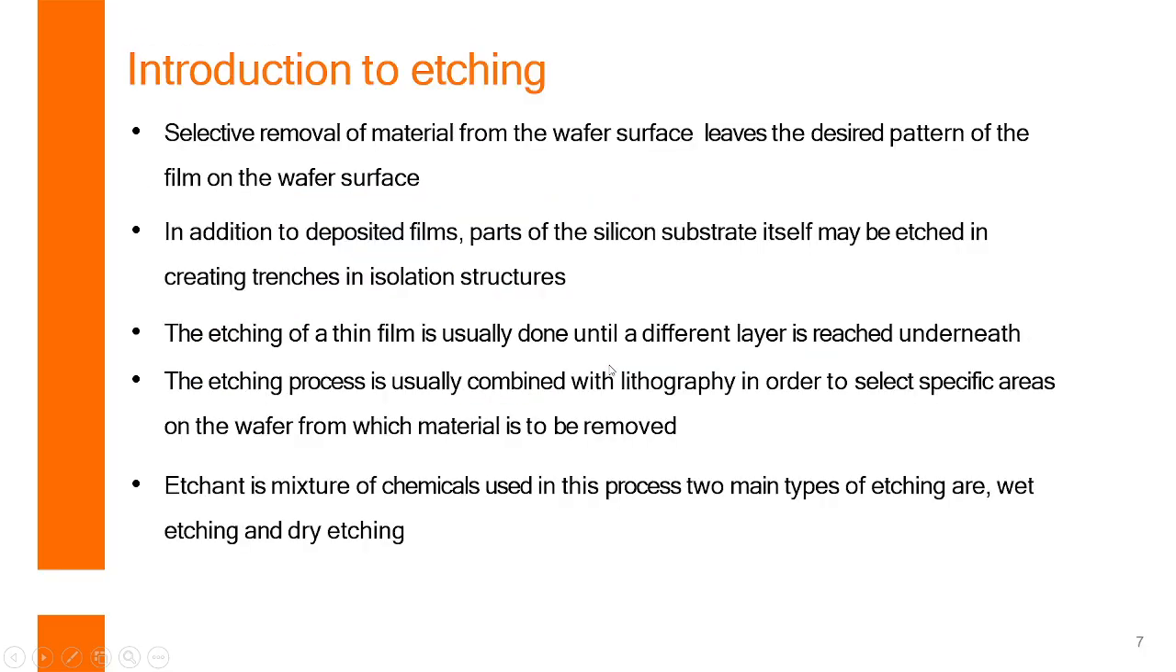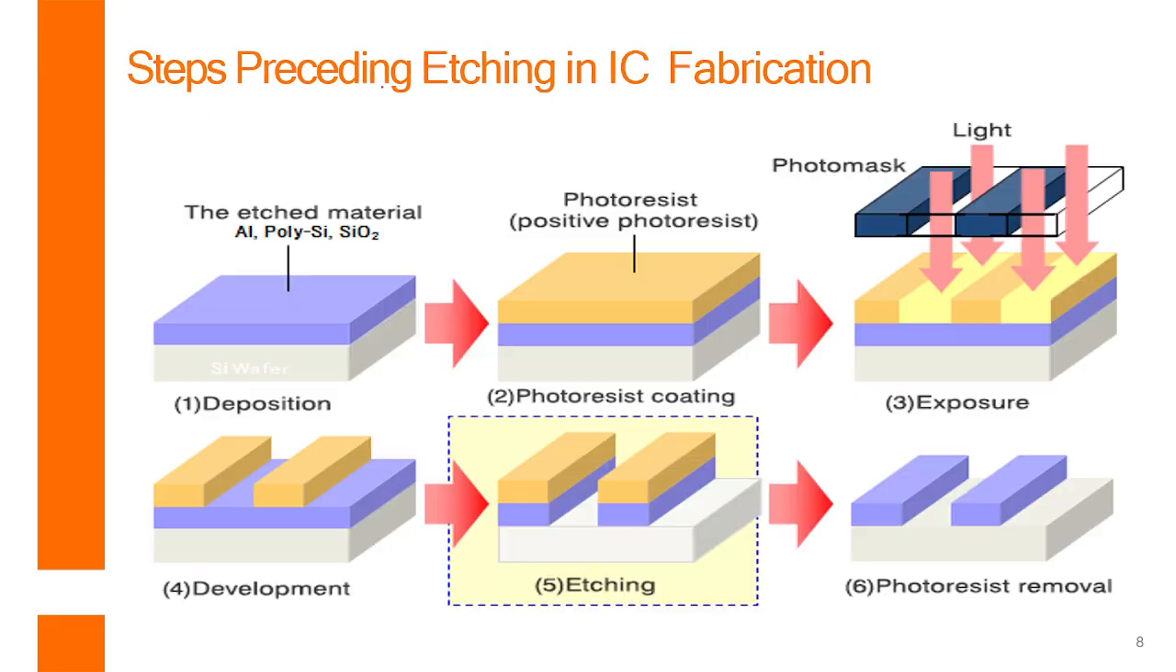Etching. What is etching? Selective removal of material from the wafer surface, leaving the desired pattern of film on the surface. So I told you selective removal is nothing but etching. Etching is of two types. One is wet etching, another one is dry etching.